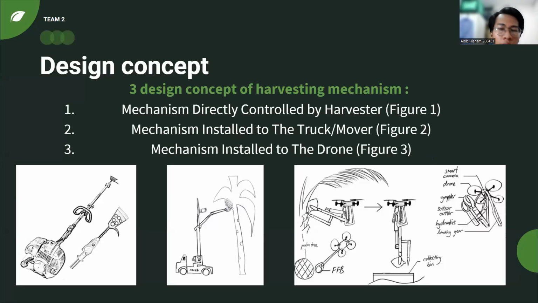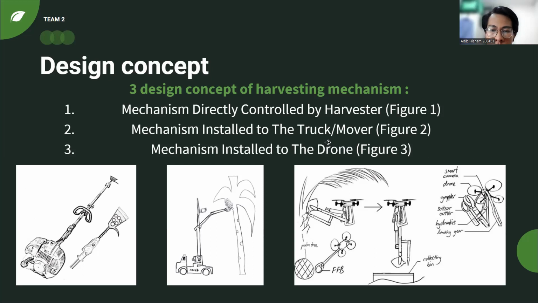Hi, my name is Mohamad Adib, and now I will continue with the design concept. There are three design concepts for the harvesting mechanism that have been proposed. First is a mechanism directly controlled by the harvester, as in figure 1. Second is a mechanism installed on the truck or mover, as in figure 2. And lastly, a mechanism installed on the drone, as shown in figure 3. From these design concepts, the third mechanism was chosen, which is using the drone as our harvesting mechanism, after undergoing concept screening and concept scoring based on a few design criteria.